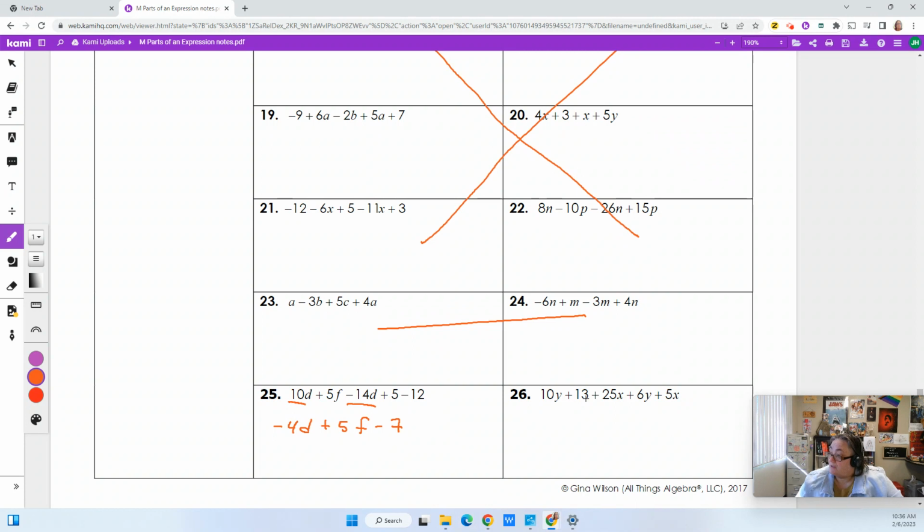And if we look at this one, we've got two variables, right? I have this 10y, so I'm going to combine it with the 6y. 10 plus 6 is 16y.